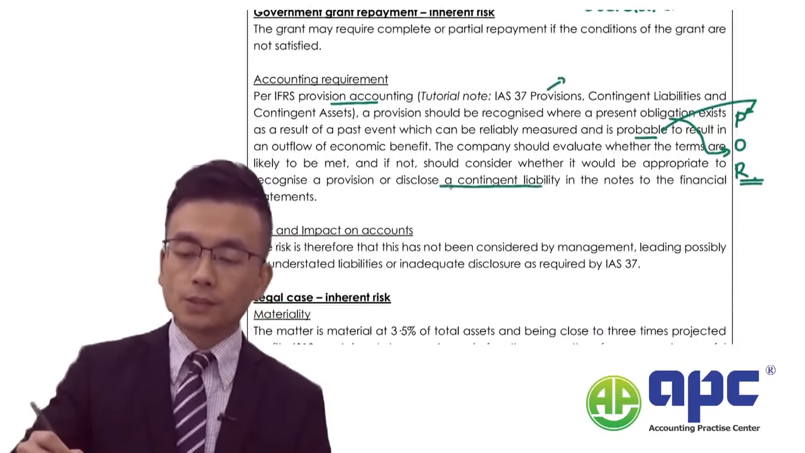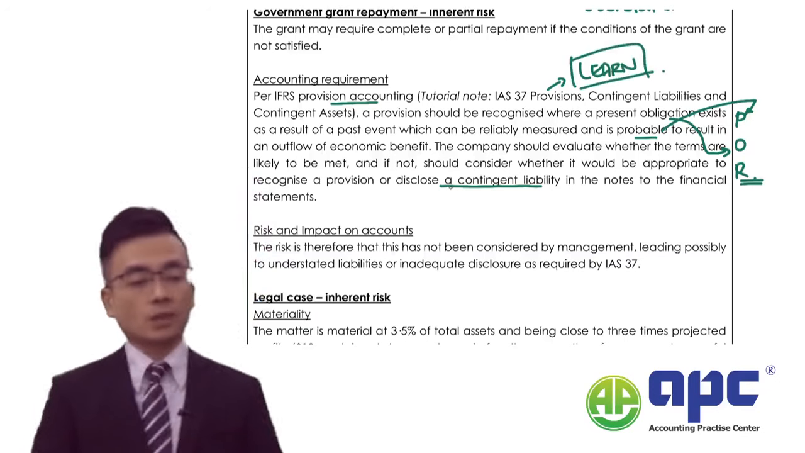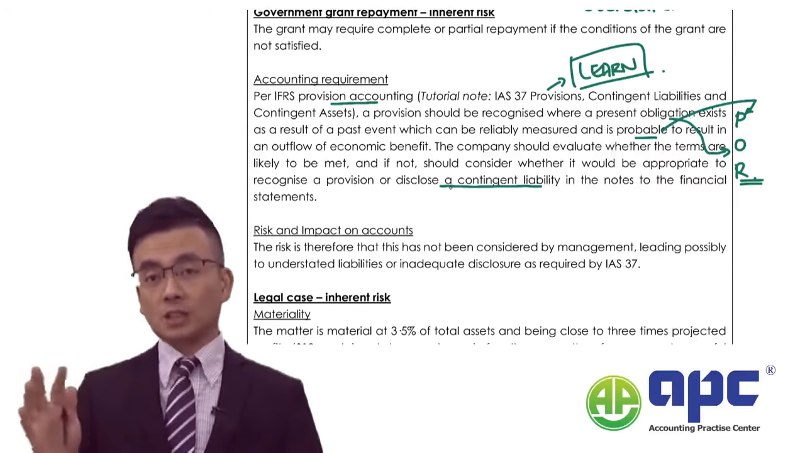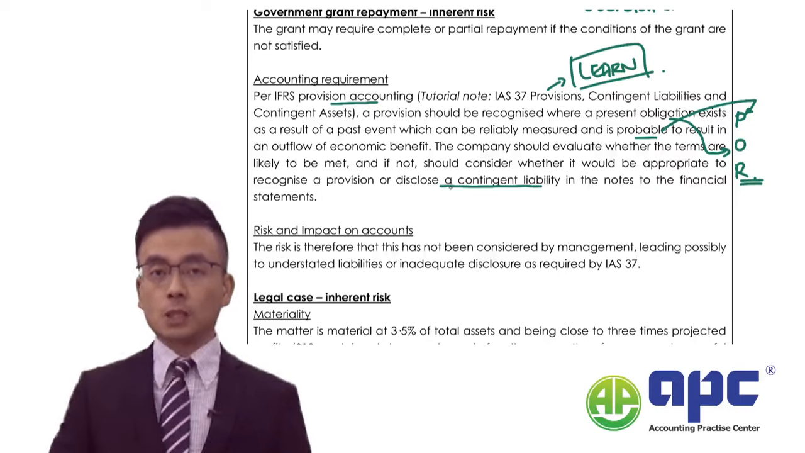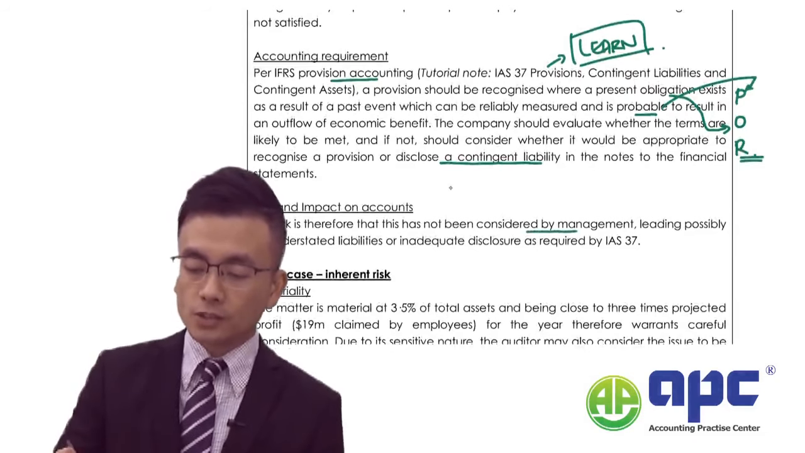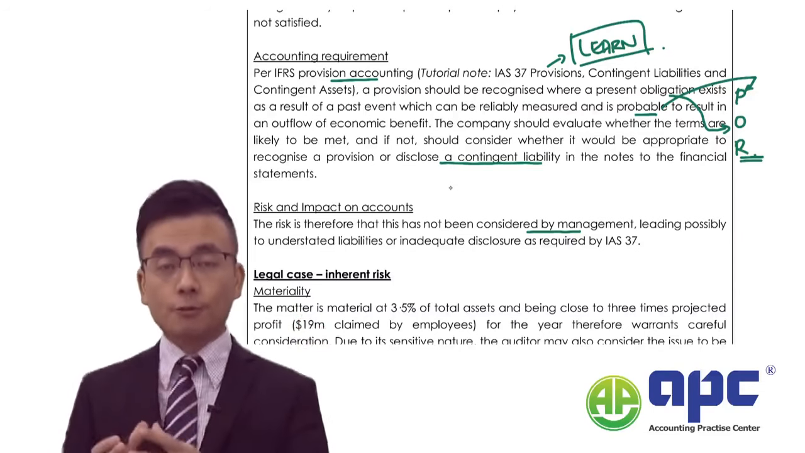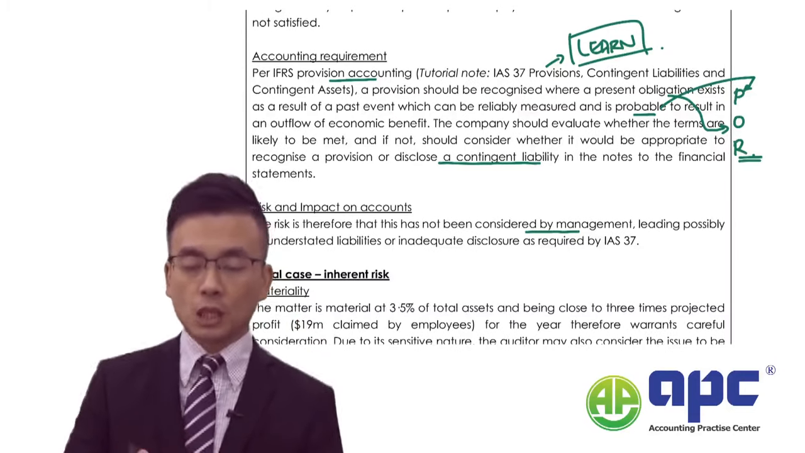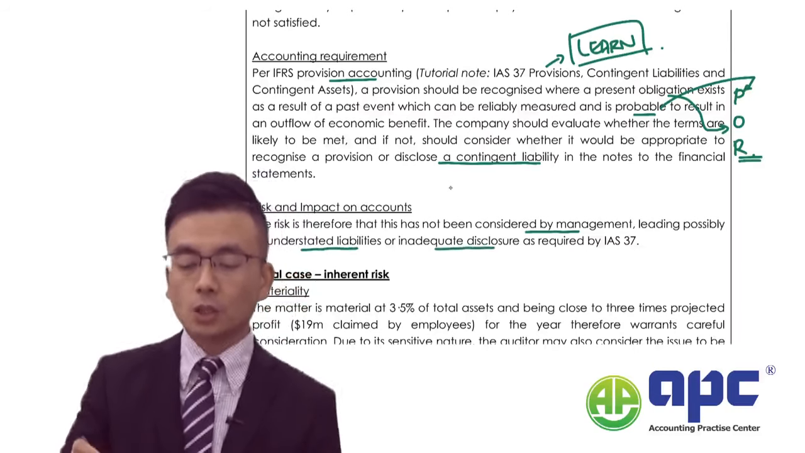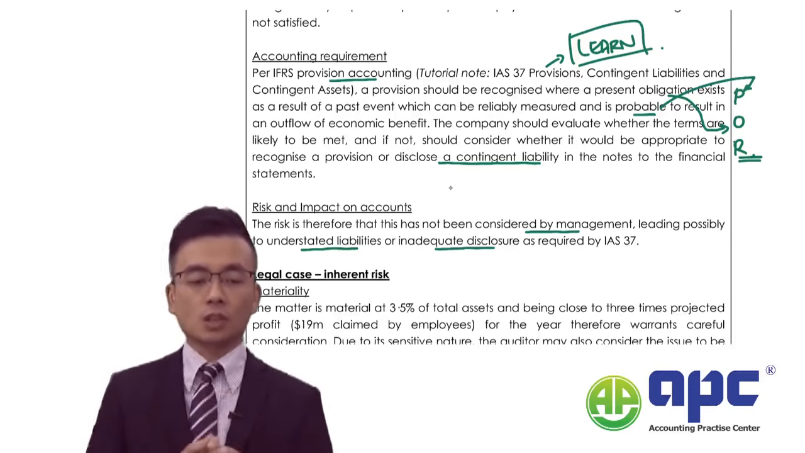So please learn this. According to my experience, in your exam, IAS number 37 has a very, very high possibility to come up. Almost 90% chance that you will see IAS number 37. So learn this paragraph, very important in there. There is a risk that management does not consider either providing the provisional accounting or disclosing the contingent liability. And therefore, not providing the provisional liability, the liabilities will be understated. Alternatively, the disclosure requirements are not adequately done. Okay, so very important in there. So under disclosure, in other words.